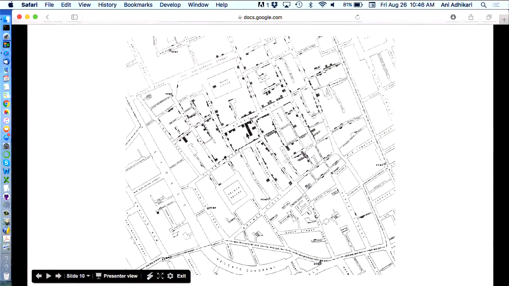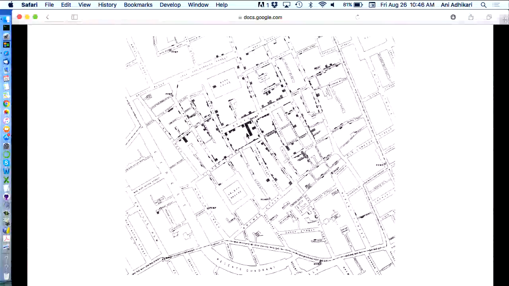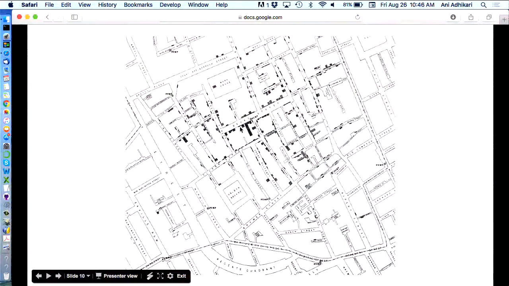All right, so what he did was at each address, he put a little black bar for every person who had died. And so here is one person died in this house, a few people died in this house, and a lot of people died in this house. Okay? So he plotted on a map where the deaths were.